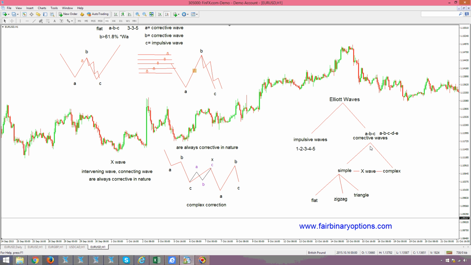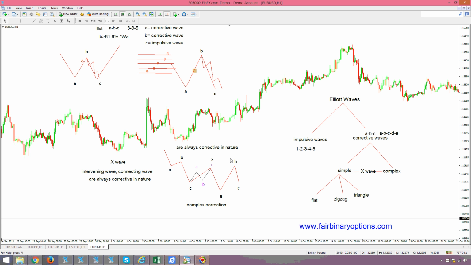Hello there again. We are moving on with the second part in our Fibonacci with X-waves, and in the first part we've discussed what an X-wave is: that it is an intervening wave, a connecting wave, and it is always corrective in nature. It may be a simple or a complex correction. In this example we've said that it is a simple correction, but just as easily it can be a complex correction, but of a lower degree.